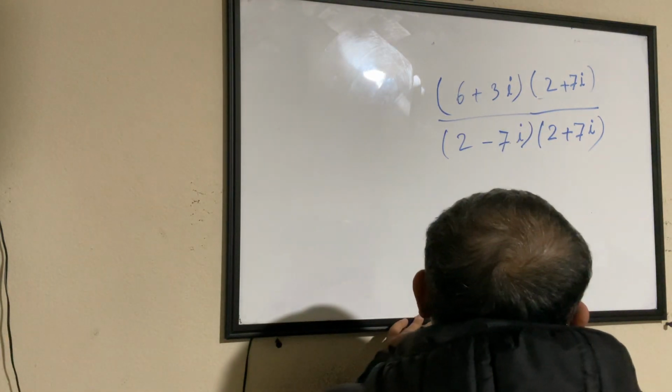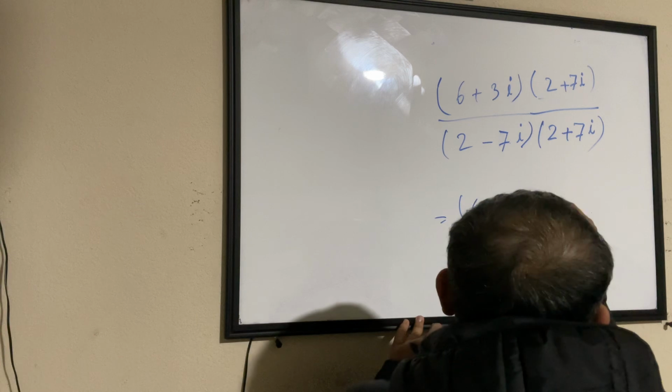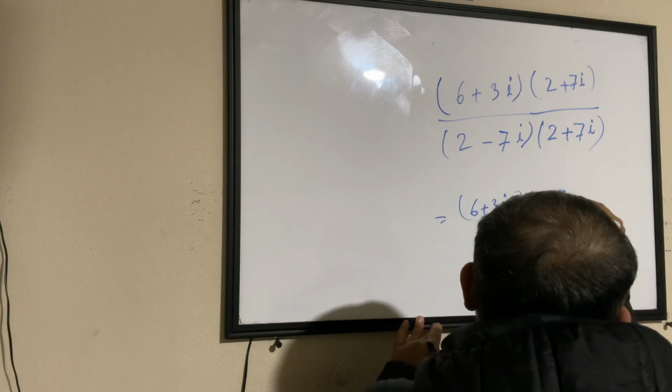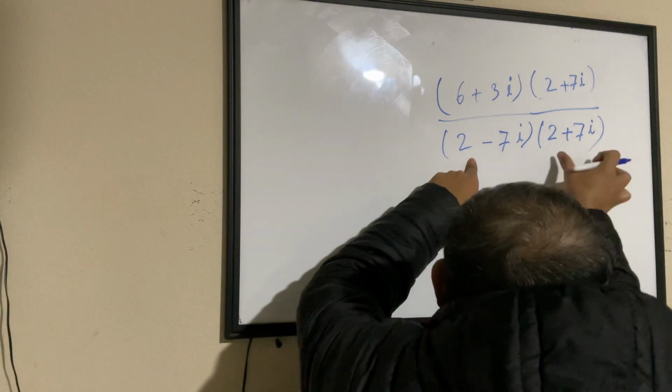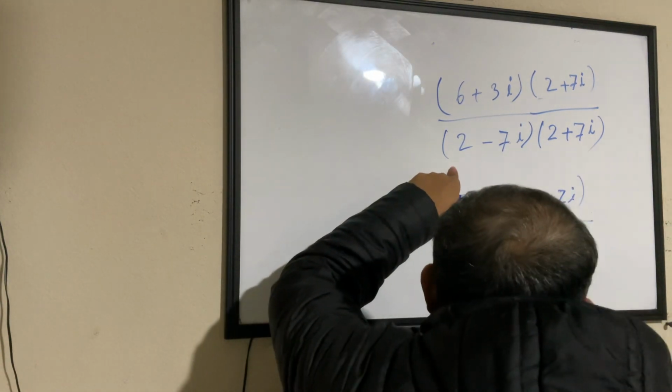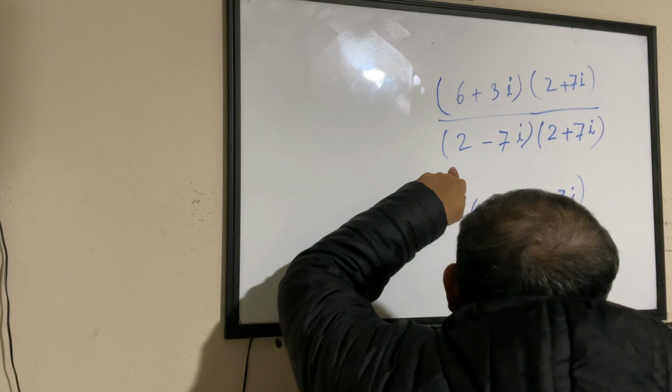6 plus 3i multiplied by 2 plus 7i. We will deal with this a little later. But look at the denominator. It became this into this, a minus b into a plus b, which is a square minus b square.